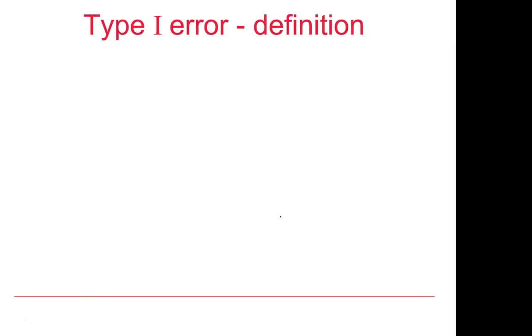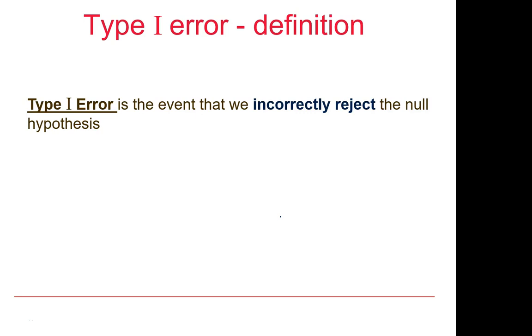So again, just a quick reminder of the definition of a type 1 error, which is when we incorrectly reject the null hypothesis. So our null hypothesis is true, but we end up rejecting it. And if you remember, that can be thought of as a false positive result. We find a change, but actually we've made a mistake because of the nature of the sample that we were using.